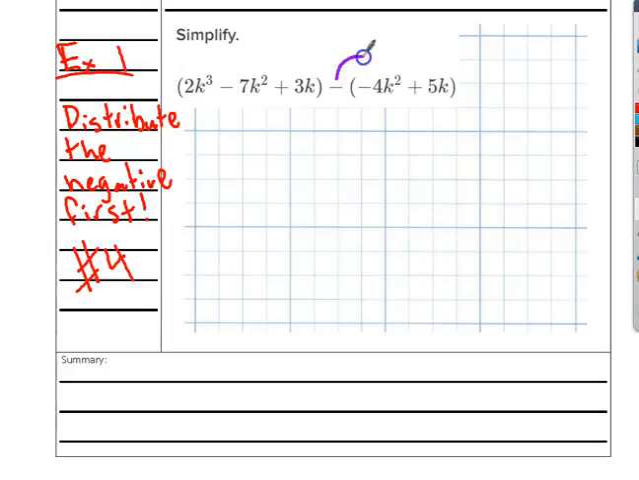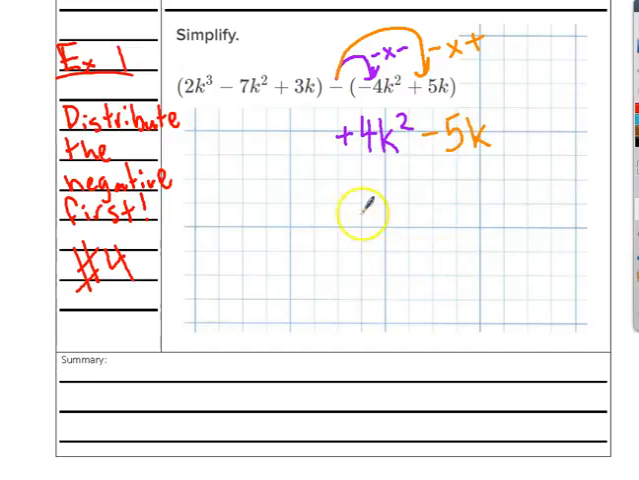So I draw an arrow from the negative that's in between, in front of the parentheses, to this negative here in the first term. So this is a negative, and that arrow means multiply. So this negative times this negative, a negative times a negative is a positive. So this negative times a negative has made this 4k squared into positive 4k squared. And then this negative on the outside times the positive on the inside, a negative times a positive is going to be a negative.